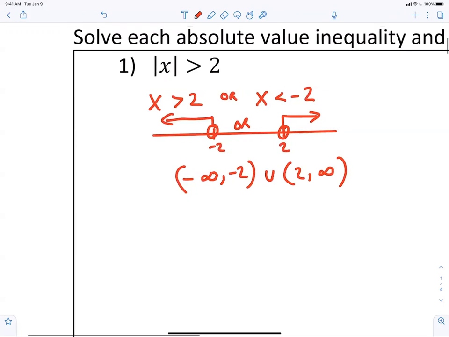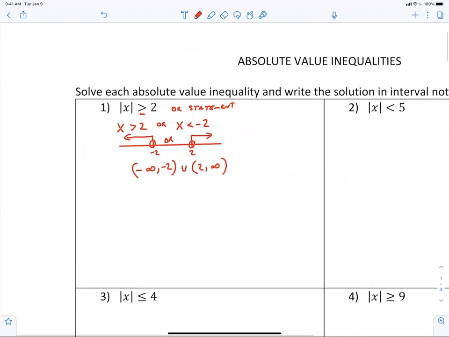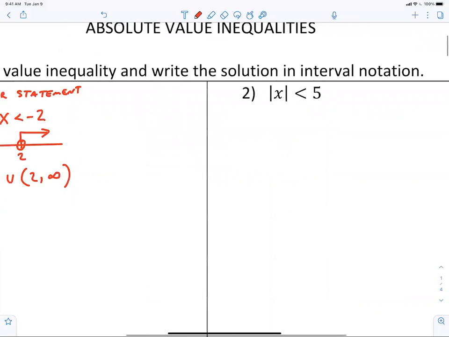Now, I don't recommend this, but if you want, you can say greater than is going to be your or statement. And again, you don't have to remember that because if you just look at the information, a number can't be in both positions. So it can't be an and statement. All right. So for question number 2.